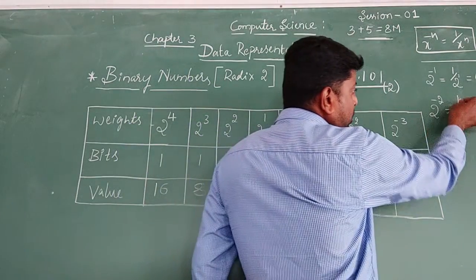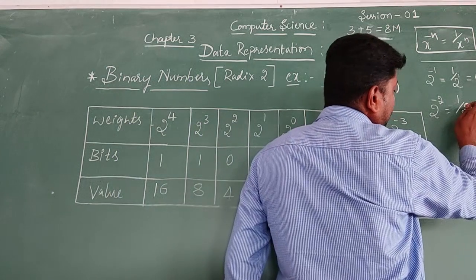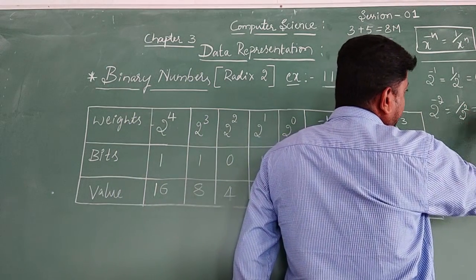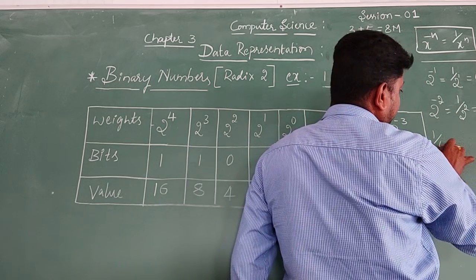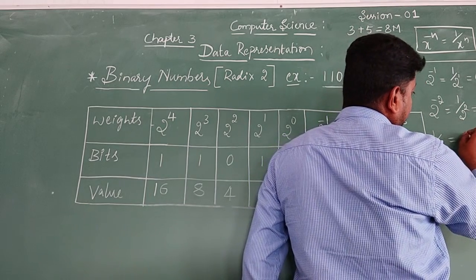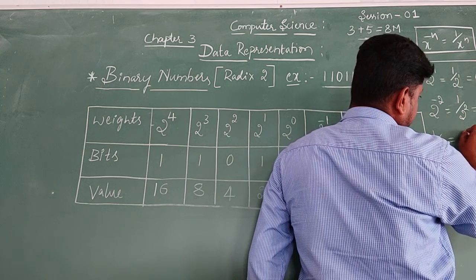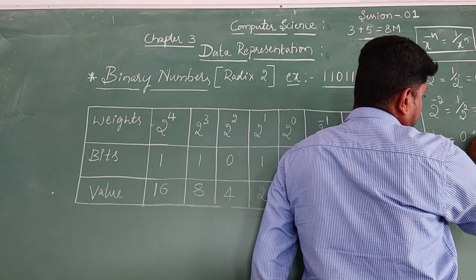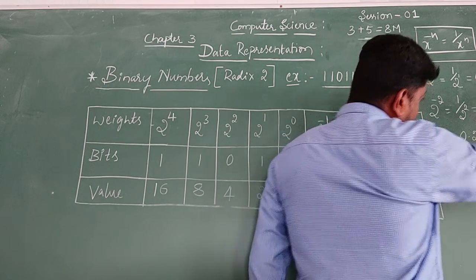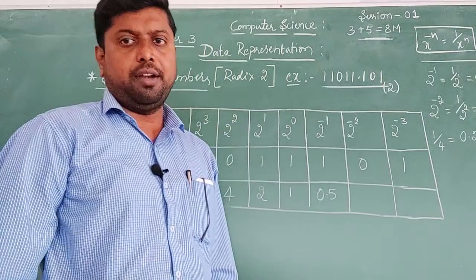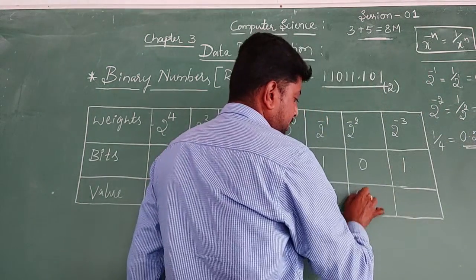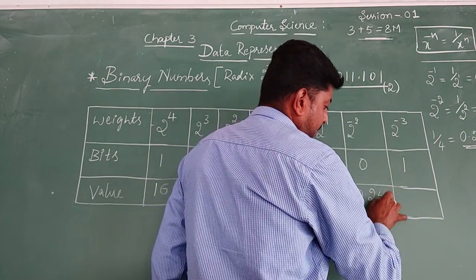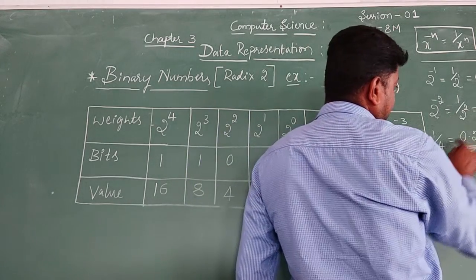1 divided by 2 to the power of 2, where 2 to the power of 2 means 2 into 2, is 1 divided by 4. Then what is the value of 1 divided by 4? That is 0.25. Off of that 0.5 value, you will get 0.25. 0.25 will be the value for 1 divided by 4.